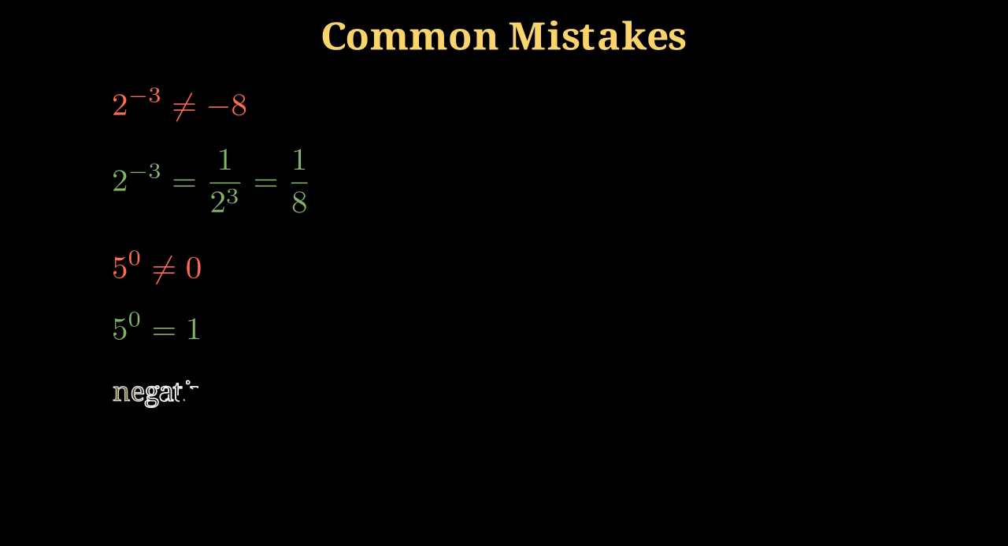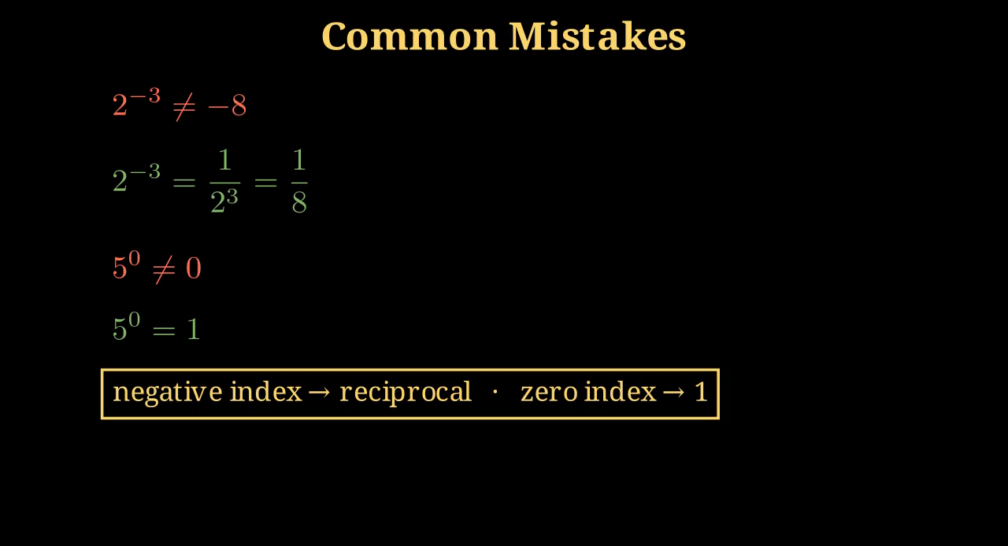Before the recap, the two mistakes that cost the most marks on this topic. Watch closely. Mistake number 1, seeing 2 to the negative 3 and writing negative 8. No, a negative index never makes the answer negative. It makes a reciprocal, 1 over 2 cubed, which is 1/8, a positive fraction. Mistake number 2, saying 5 to the power 0 is 0. Also no, we proved it with division. Any non-zero number to the power 0 is 1. Say it with me: a negative index means a reciprocal, and a zero index means 1. Lock those two in, and this whole topic is yours.